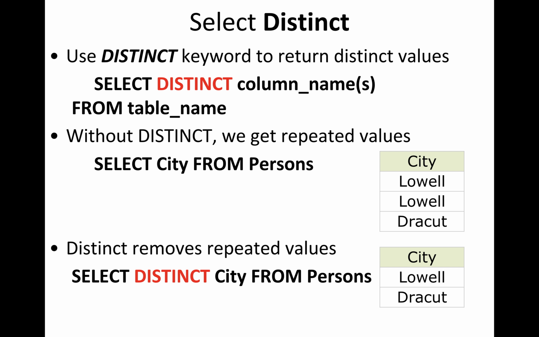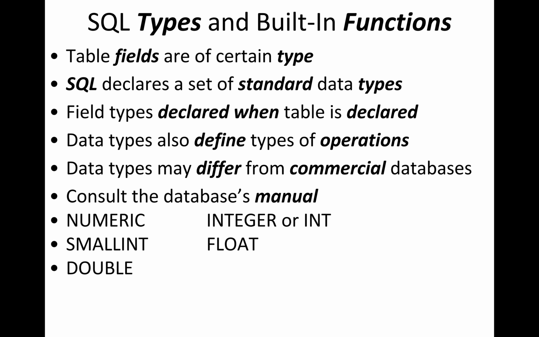Select distinct. You can add the distinct keyword, and if there are any repeating values in the result set, it will remove those repeating values. So if you have an original table that has city, and you ask for all the cities, right, Lowell will be removed because it is repeating.